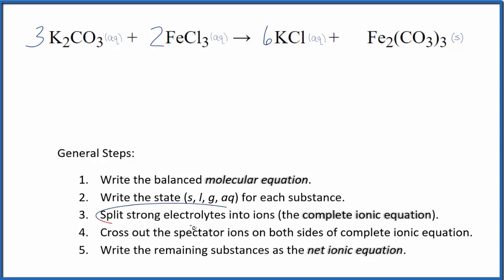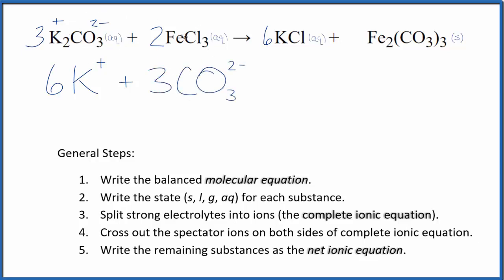Now we can split the strong electrolytes into ions, and this will give us the complete ionic equation. Potassium is in group 1, so it'll be 1 plus each one of them. And the whole carbonate, that's 2 minus. Good one to remember. 3 times 2, 6 of these potassium ions. And I won't write the states now. Let's write those later. Plus 3 carbonate ions.